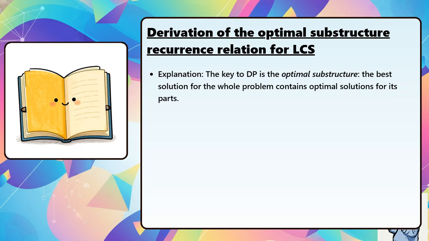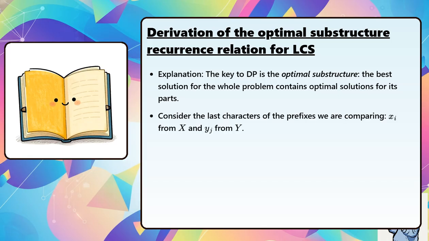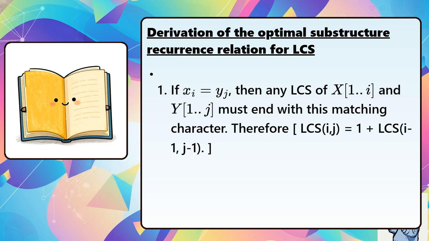Explanation: the key to DP is the optimal substructure. The best solution for the whole problem contains optimal solutions for its parts. Consider the last characters of the prefixes we are comparing, x_i from x and y_j from y. There are 2 cases. If x_i equals y_j, then any LCS of x_1..i and y_1..j must end with this matching character. Therefore, LCS(i,j) = 1 + LCS(i-1, j-1).